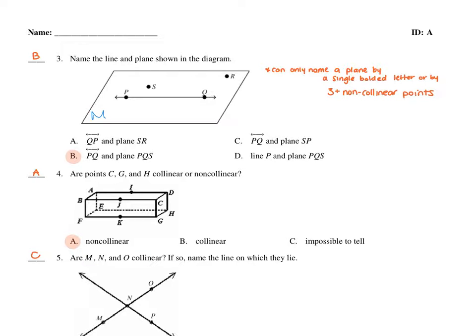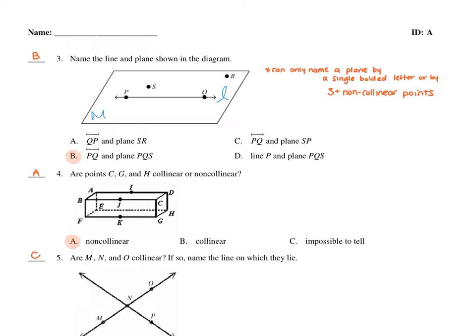So the line is PQ. A line can either be named by 2 points or by a lowercase italicized letter, like L. I could call that line L. Or by two letters that are on that line. So QP is the line, or PQ is the line, and then it had to be plane Q, PQS.